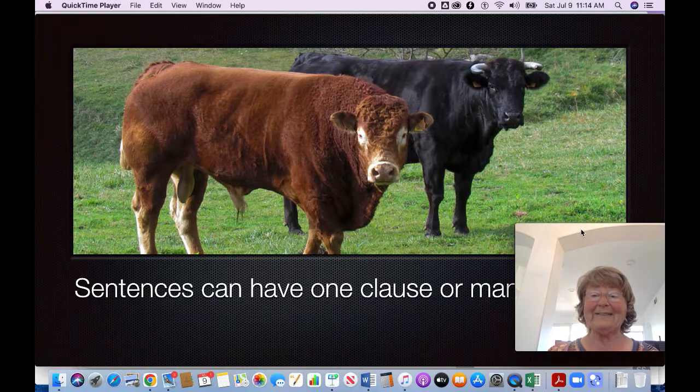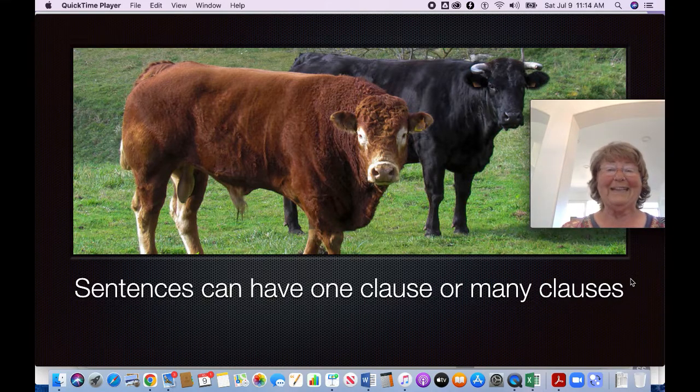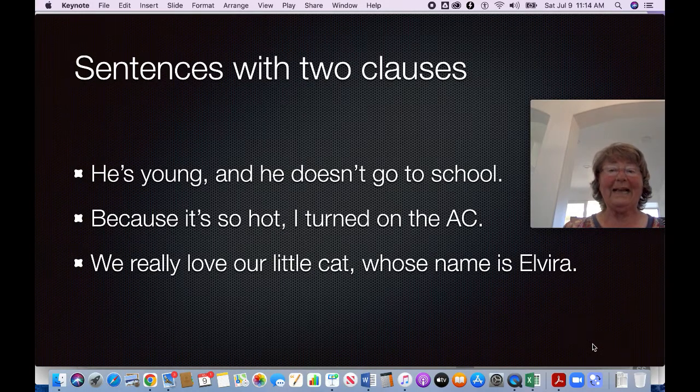Now sentences, and here are two cows. Sentences can have one cow or two cows. Sentences can have one clause or many clauses. Here are sentences with two clauses.